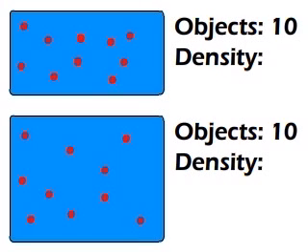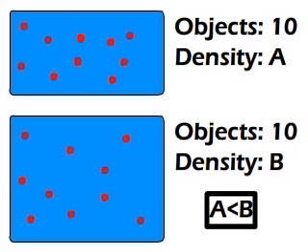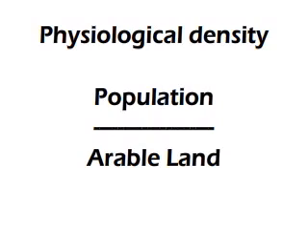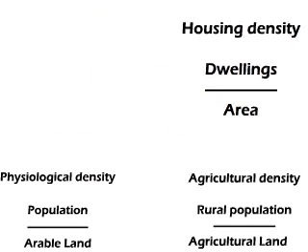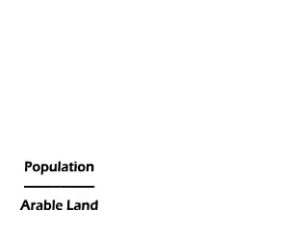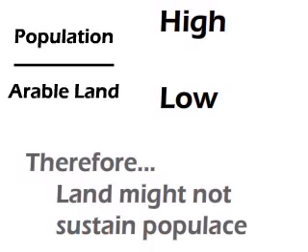Having more objects does not necessarily mean that the density will be higher, because you can consider different sizes of space. There are other kinds of densities, such as physiological density, agricultural density, and housing density. Human geographers exist to make sense of these numbers. A high physiological density might mean that the area has a hard time growing food for itself.